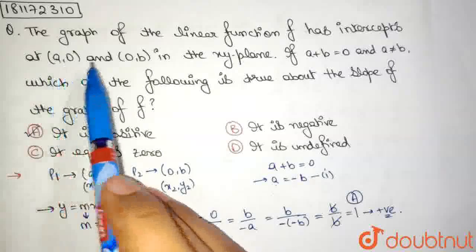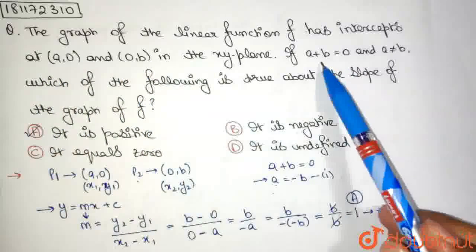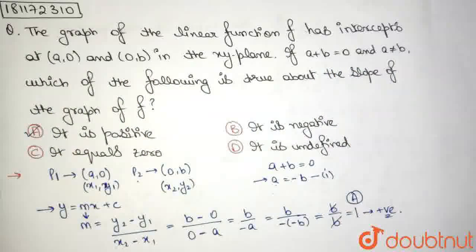Whenever the point is a comma 0, 0 comma b, and we have a plus b is equal to 0. That is it, guys. Thank you so much for watching.